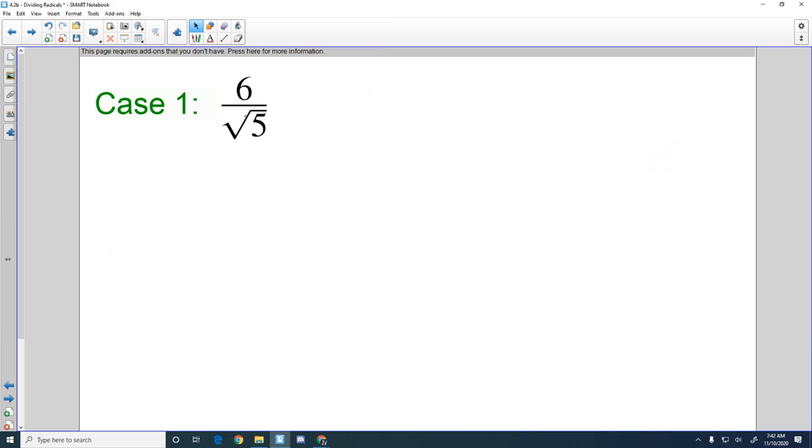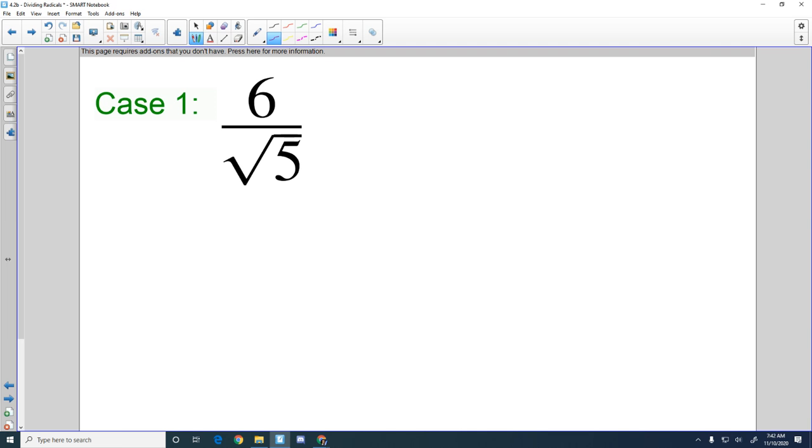So here we go. Here's a first situation. It's nice and easy. 6 divided by the square root of 5. These are the types of problems you're going to hope for on the test, right? Nice and basic. So 6 over the square root of 5.